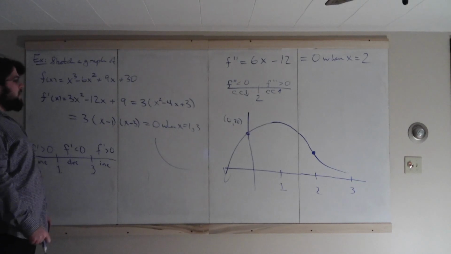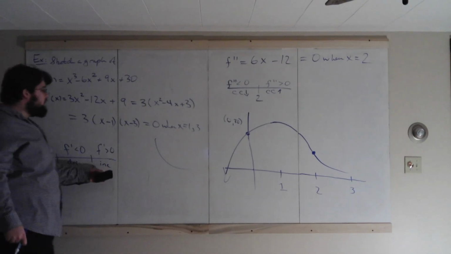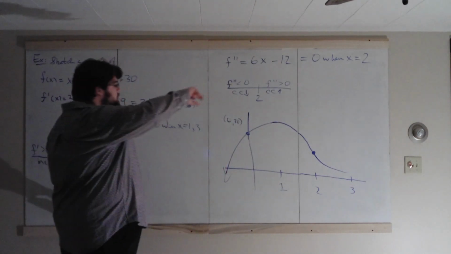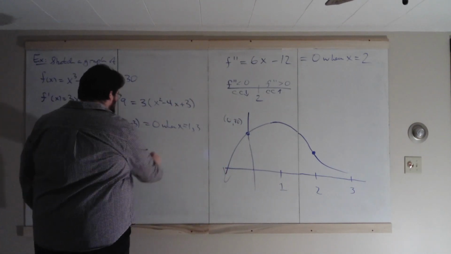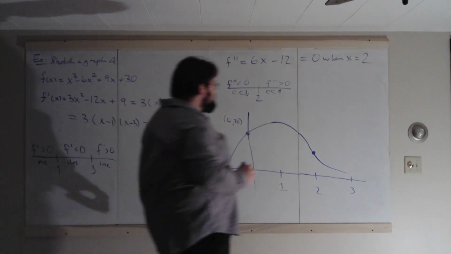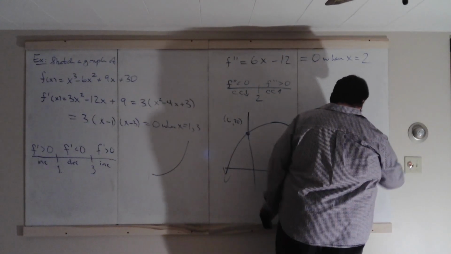And then the last remaining interval is 3 to infinity. It's increasing and concave up. What would increasing and concave up look like? It would look like that. So let's draw one of those after 3.